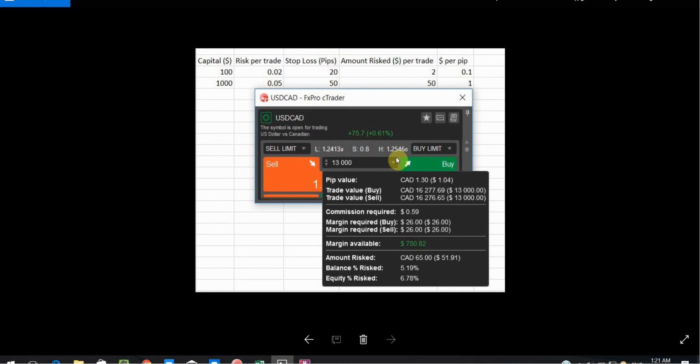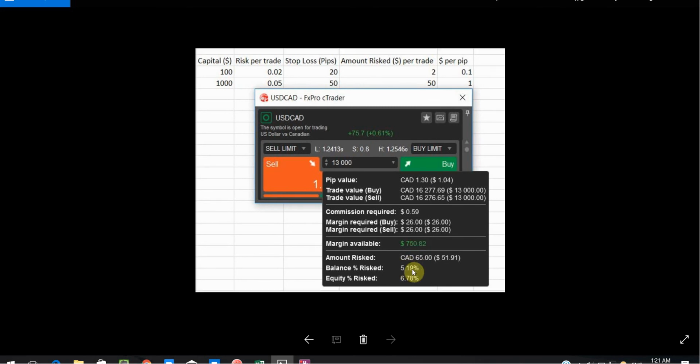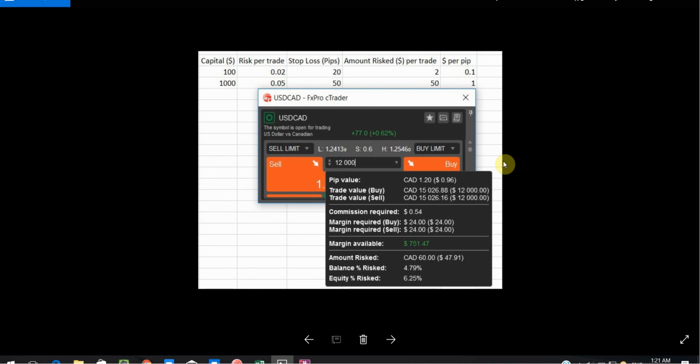Okay, so let's see the UC. If we do 12,000, it will be 4.79%, and if we try 13,000, it will be 5.19%. And so if you're a newbie or you're still trying out how this thing works, it's best to stick to the one lesser than your originally planned risk per trade.